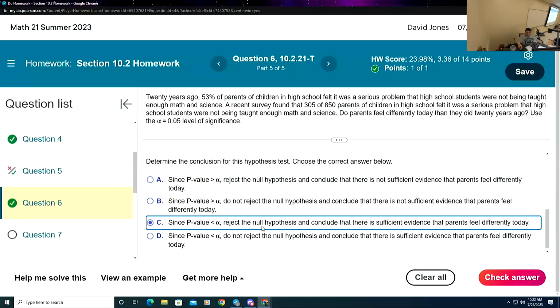They're kind of like merging 4 and 5 together. They say reject the null hypothesis, but the conclusion is always about HA. There's sufficient evidence that parents feel differently today. I was a little more verbose in what I wrote here, but they said the same thing.